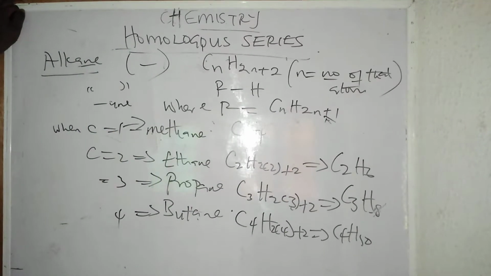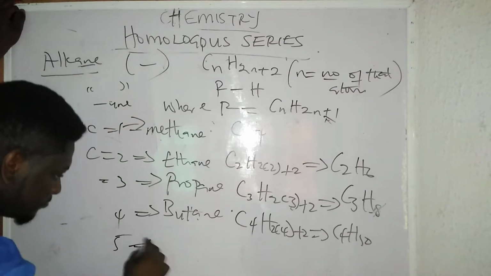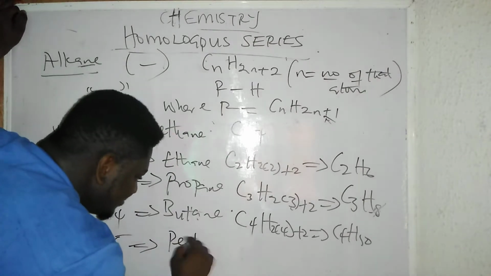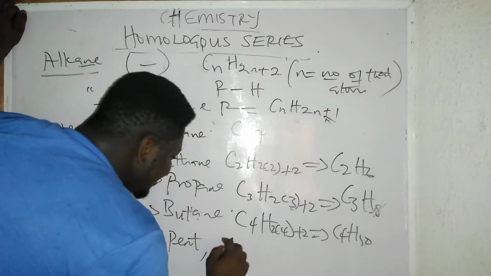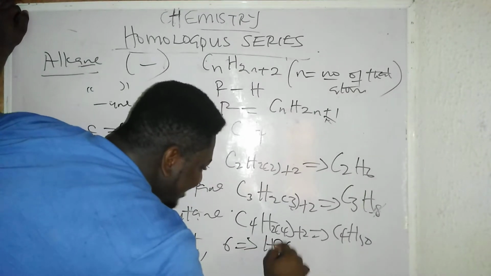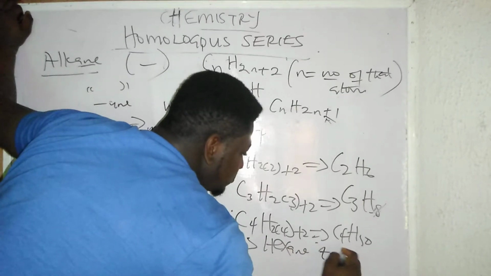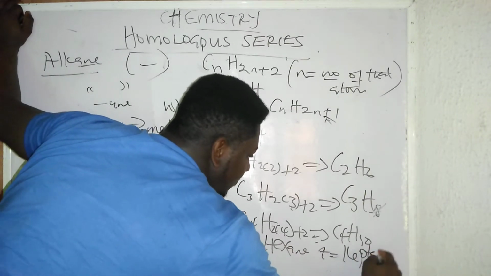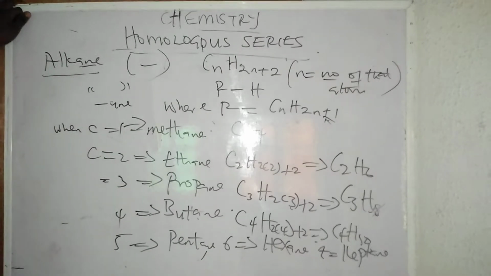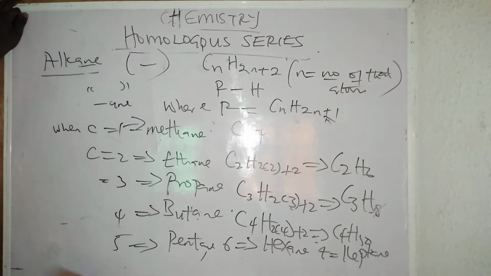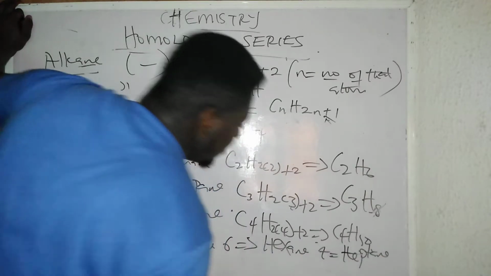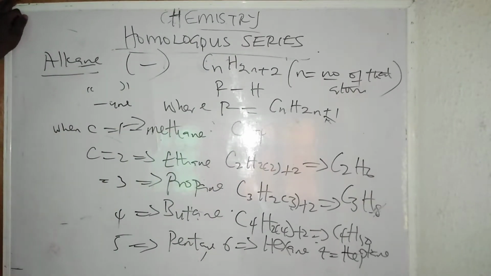So maybe we should do the one for when C equals 5, that is called pent. When it is 6, it is called hex. That is pentane, hexane, 7 is heptane, and 8 is octane, and 9, nonane, then 10 is decane.